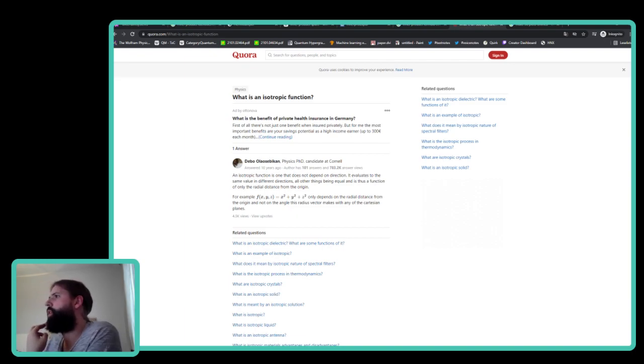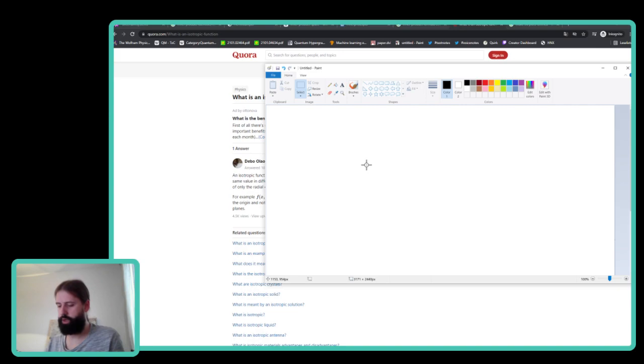It does not depend on the direction. It evaluates to the same value in different directions. What does it mean direction in this case, right? All other things being equal, and is this a function of only the radial distance from the origin? So what this means is that, maybe let's try to think in 2D. Maybe I'm just overthinking that, right? But let's try to think in 2D, or even just 1D, which would then be the one input parameter.